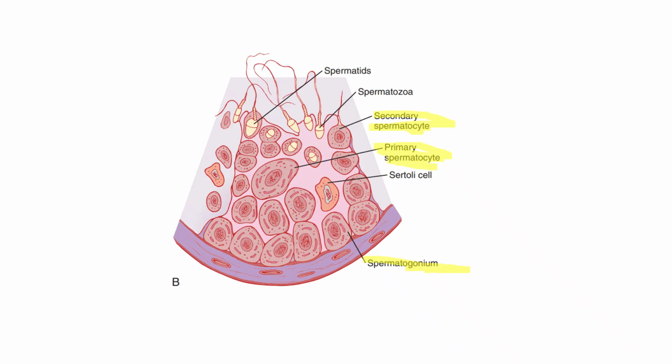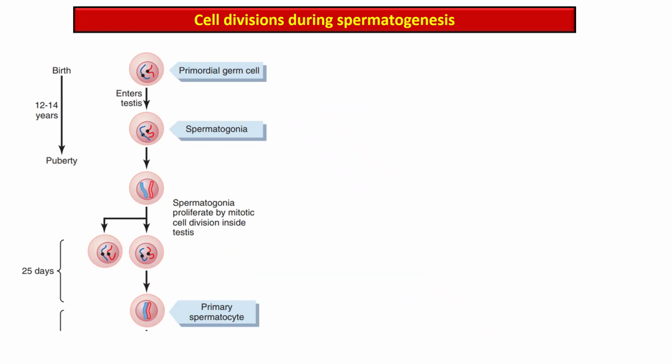Secondary spermatocytes proceed to meiosis 2 and form spermatids, which are the haploid cells formed after meiosis 2, and they mature into spermatozoa, the mature sperm cells found near the lumen of the tubule. Then there is this special structure, the Sertoli cell, and the Sertoli cells are supportive cells that nourish developing sperm and help regulate the process. So various cell divisions occur during spermatogenesis.